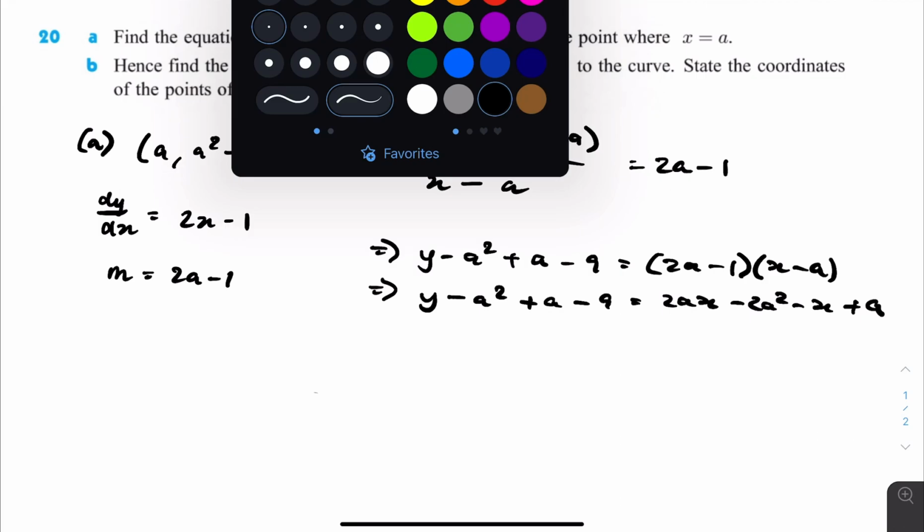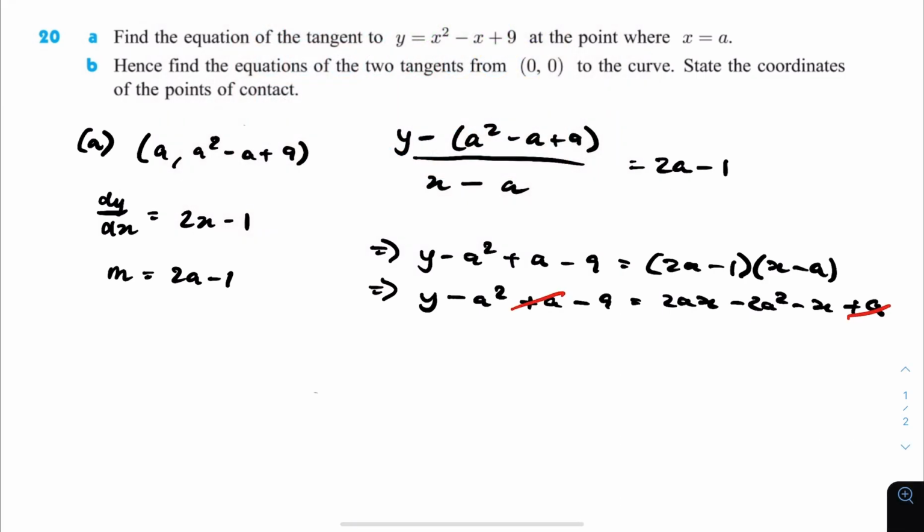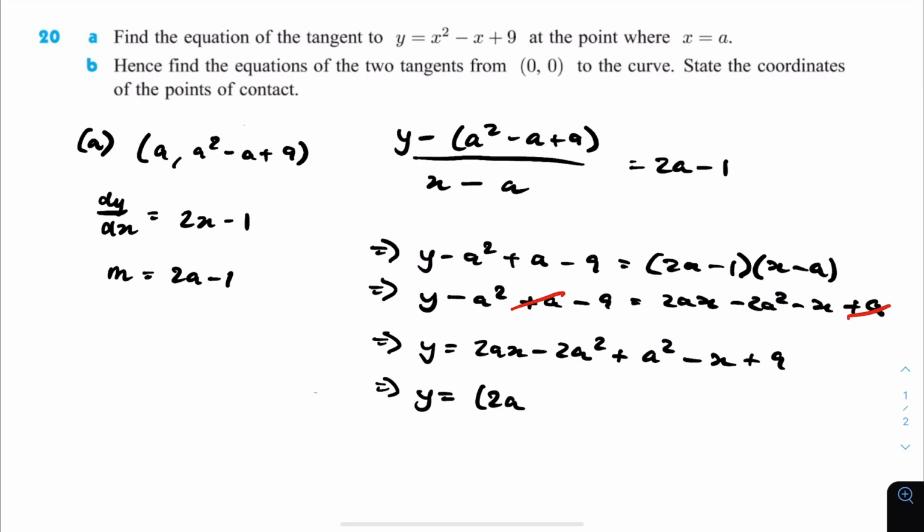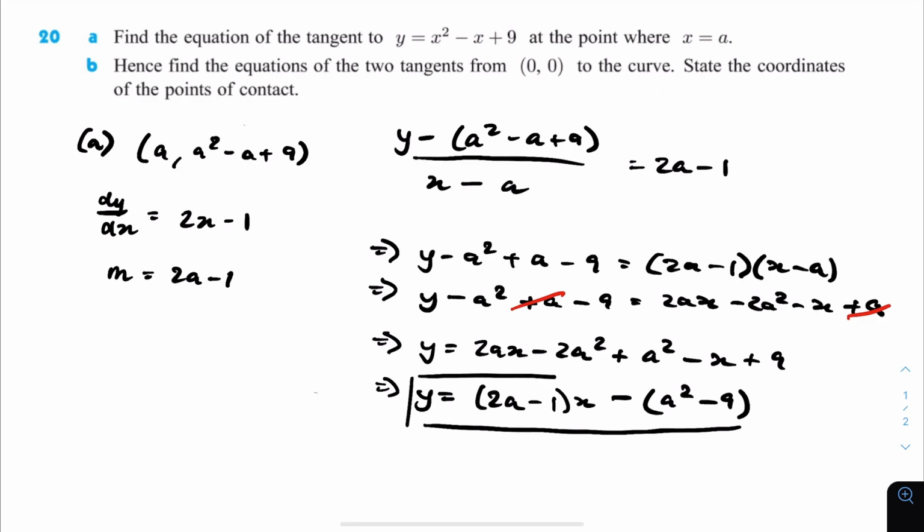So automatically we know that these two a's cancel out. And if we put everything on one side, we get y is equal to 2ax minus 2a squared plus a squared minus x plus 9. And now we can just collect like terms. So we get y is equal to (2a minus 1)x minus a squared plus 9. So this is our tangent equation, and this will work for any value of a.